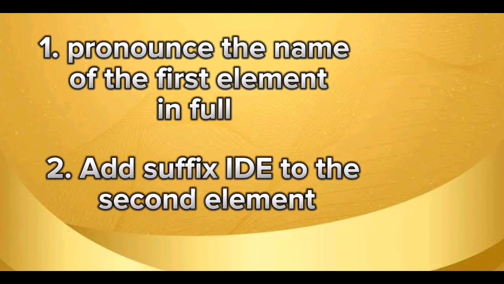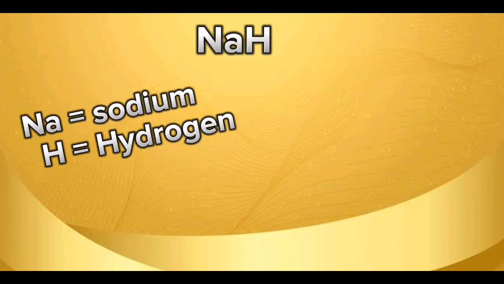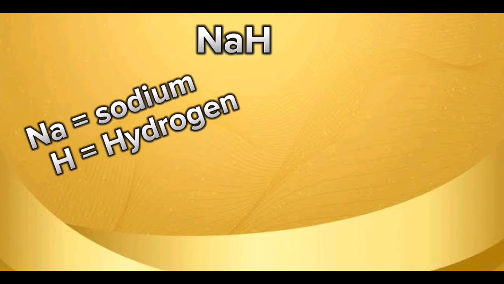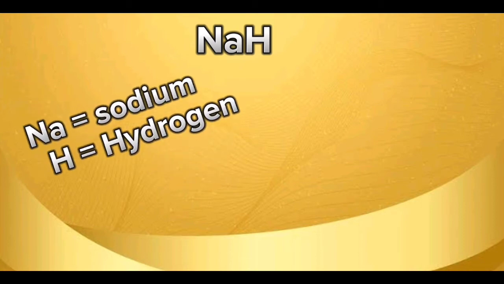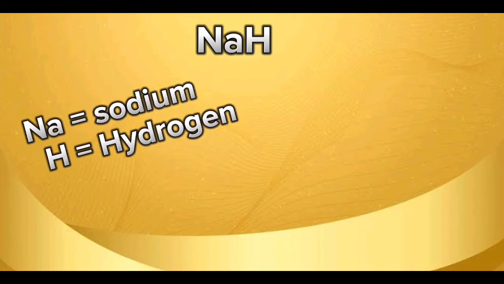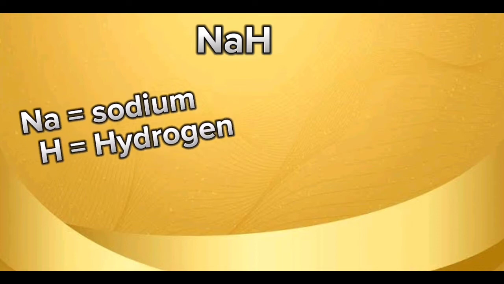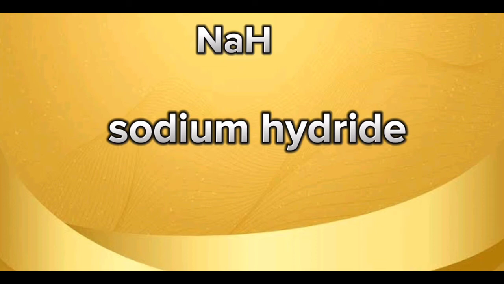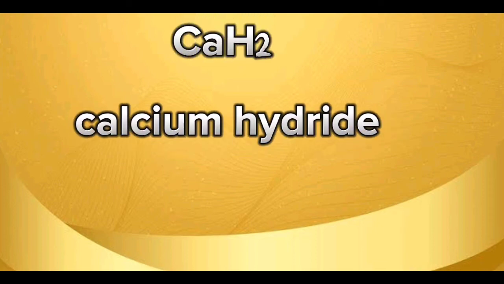What about if it is hydrogen? I have NaH. This is sodium, the first element, and this is hydrogen, the second element. So I'm going to say sodium hydride, and hydrogen has been shortened by applying the IDE rule to it, making it sodium hydride. If it is calcium, CaH2, it is calcium hydride.